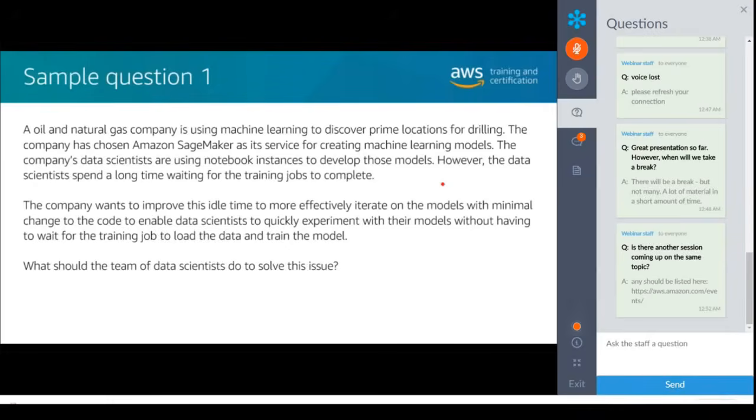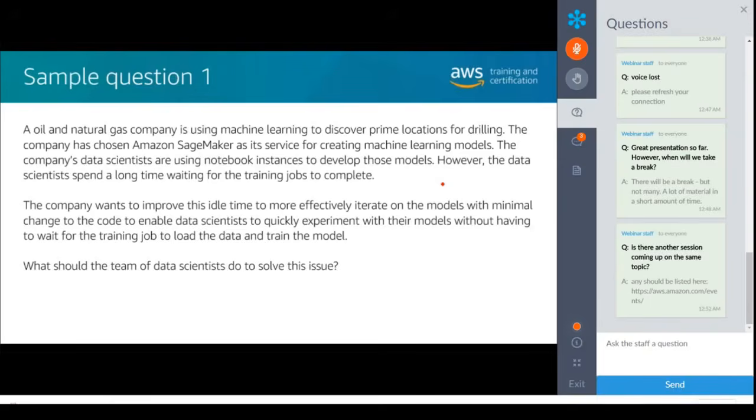An oil and natural gas company is using machine learning to discover prime locations for drilling. The company has chosen SageMaker as the service for creating machine learning models. The data scientists are using notebook instances to actually develop the models. That's great. However, data scientists spend a long time waiting for training jobs to complete. Oh, so they're doing the training in the notebook itself, right? The company wants to improve this idle time to more effectively iterate on the models with minimal change to the code, enabling data scientists to quickly experiment with their models without having to wait for the training job and load the data to train the model.